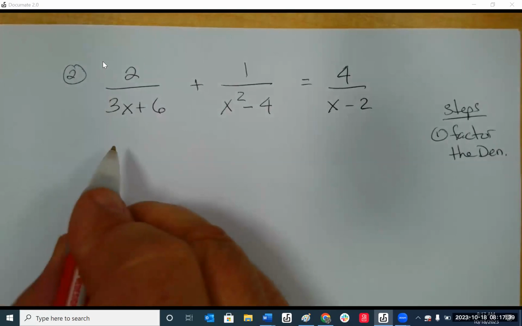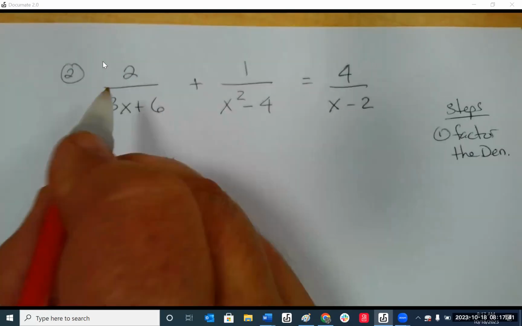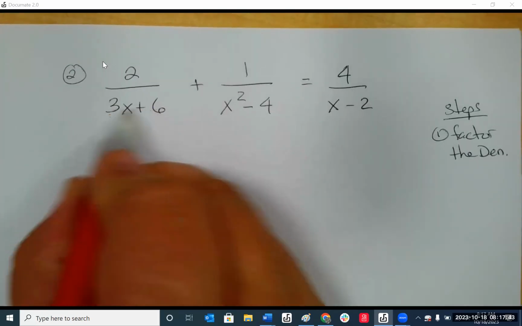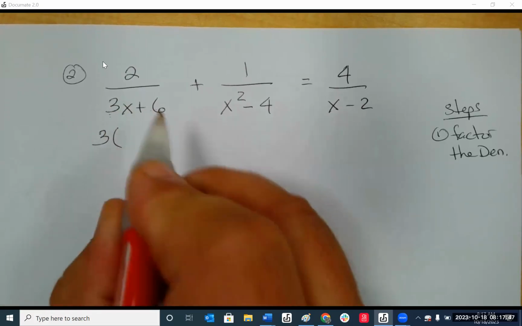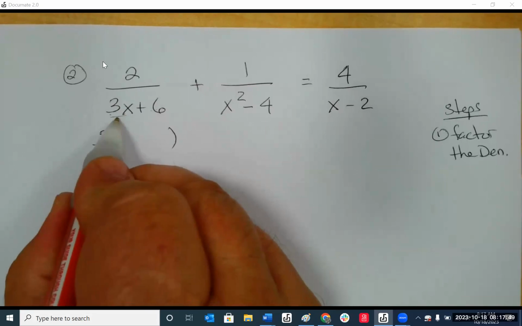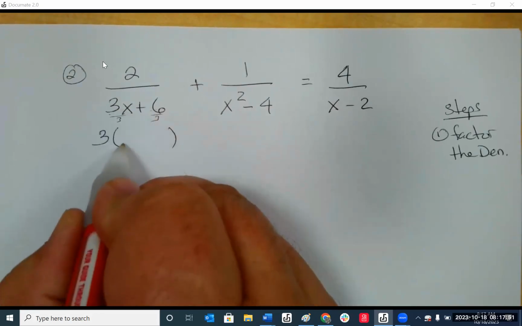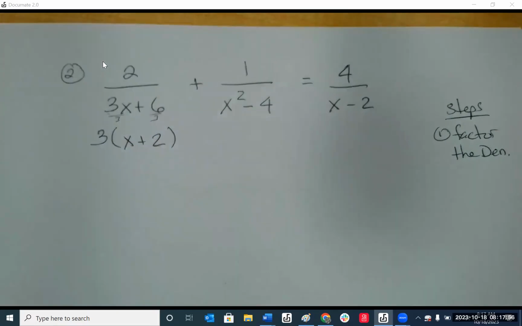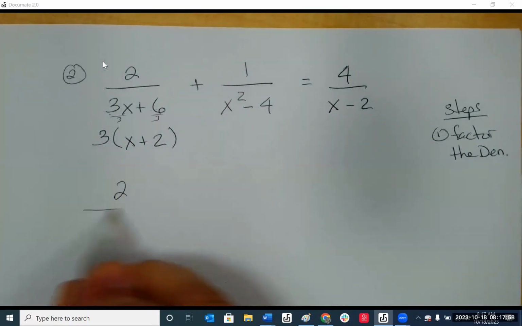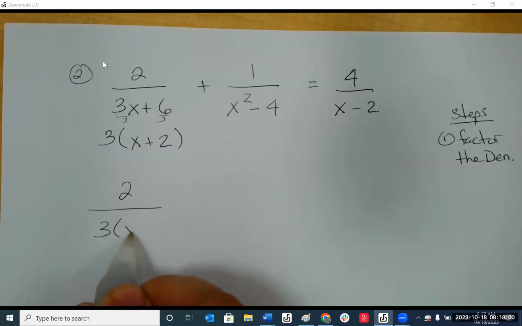So what can we do with this one? They both have a 3 in common. So on the bottom, if we take out a 3, we divide by 3. So we have x, 6/3, x plus 2. So this first parenthesis, I could rewrite it as 3 times x plus 2.